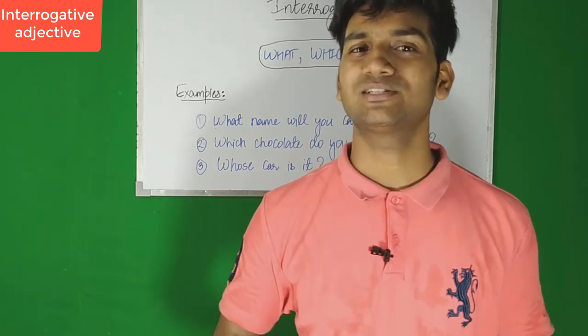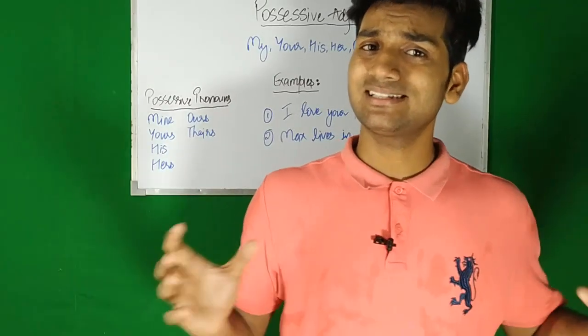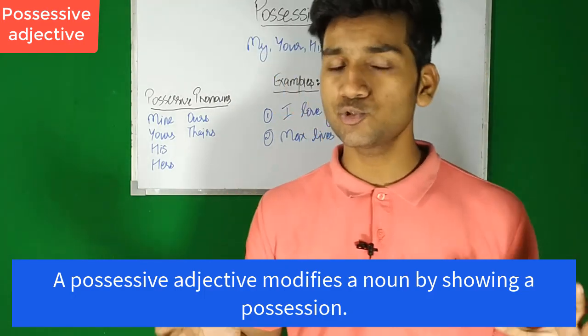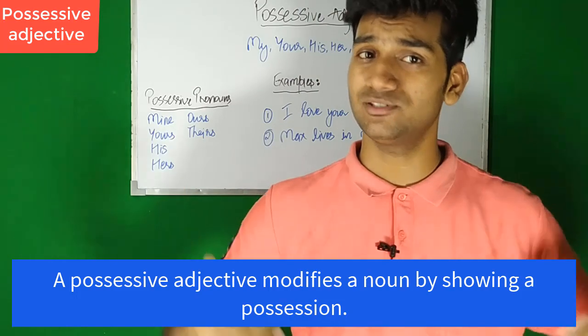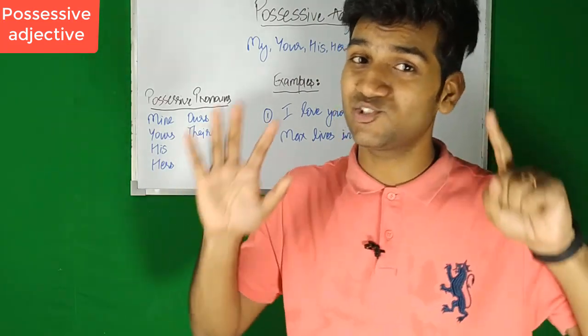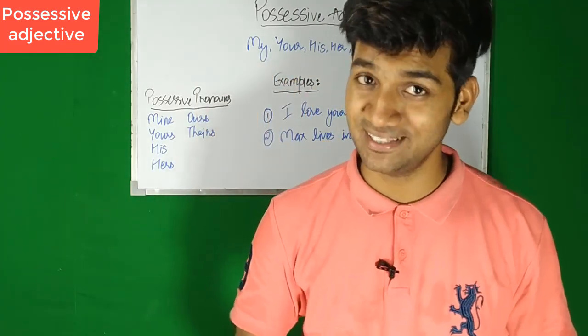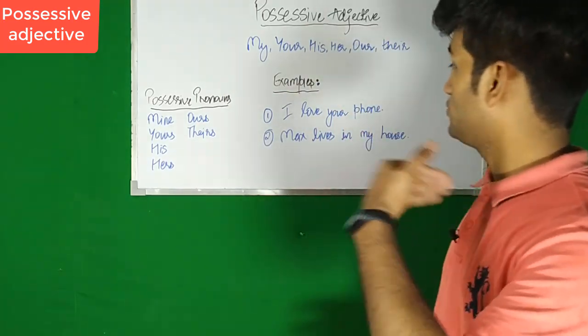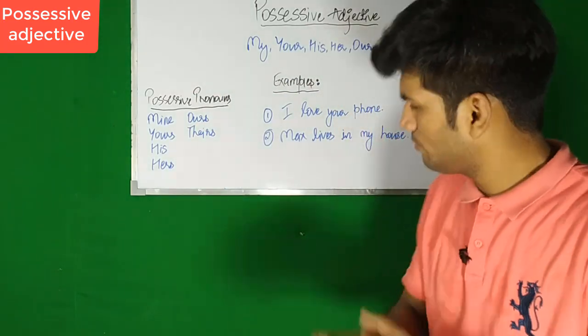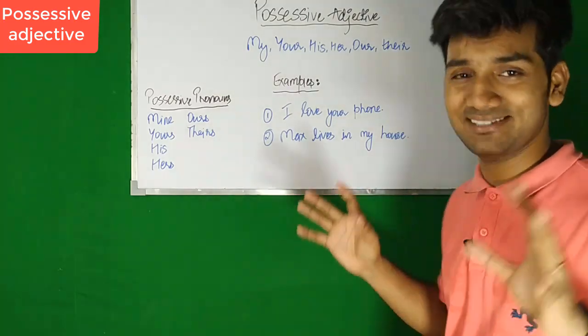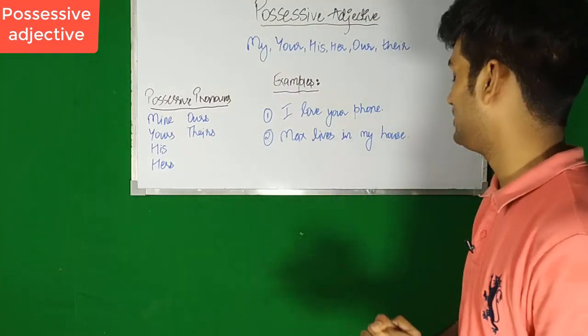Now let's talk about a possessive adjective. Guys, a possessive adjective is used to modify a noun by showing a possession. That's how we use a possessive adjective. And we've got 6 possessive adjectives, and these are my, your, his, her, our, and their. So we've got some examples here. Let us understand through these examples.